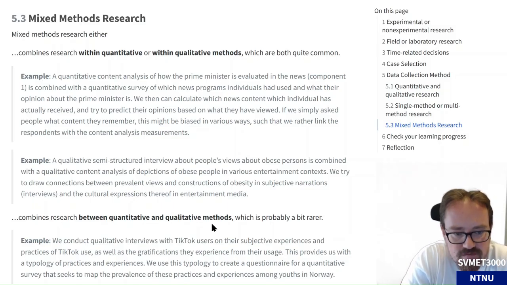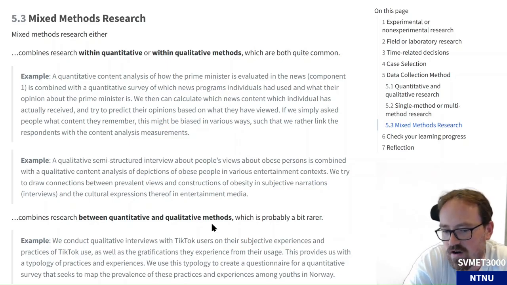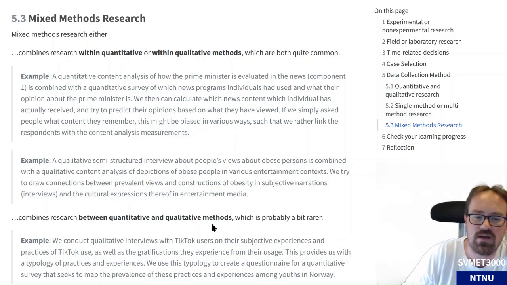A qualitative example would be that we conduct a qualitative semi-structured interview about people's views about obese persons, then in step 2 or component 2 combine it with a qualitative content analysis of depictions of obese people in various entertainment contexts. Thereby we try to draw connections between prevalent views and constructions of obesity in subjective narrations on the one hand and the cultural expressions thereof in entertainment media.